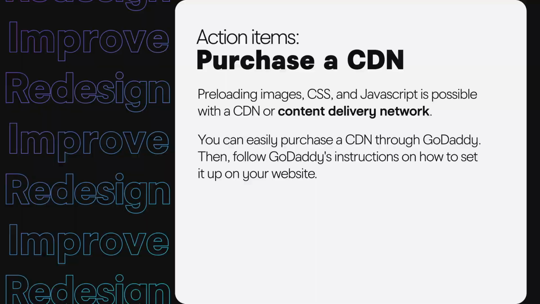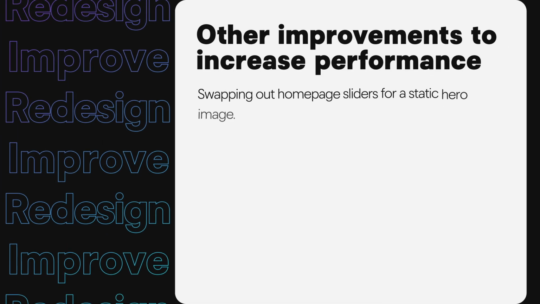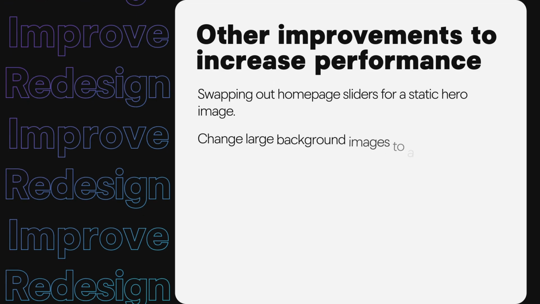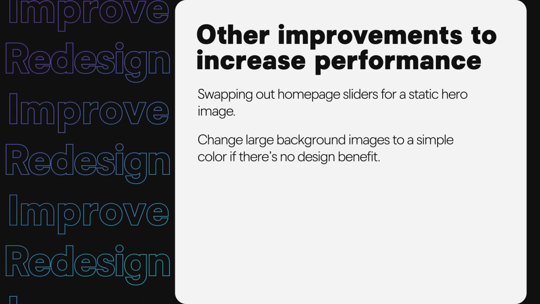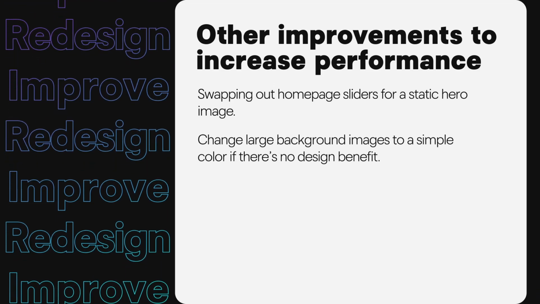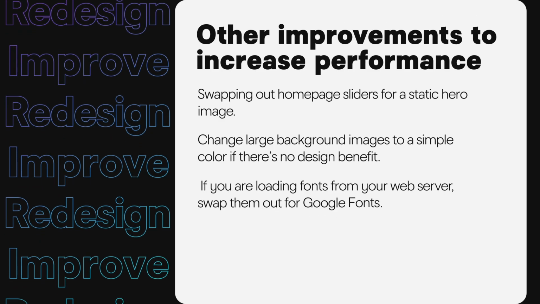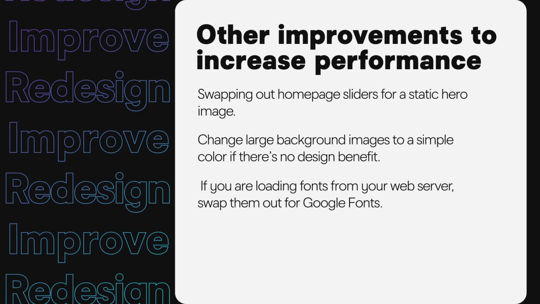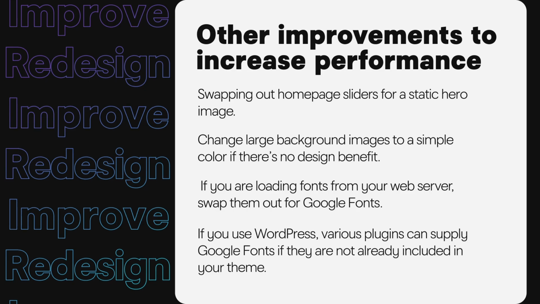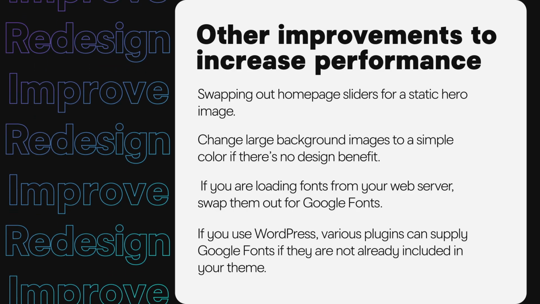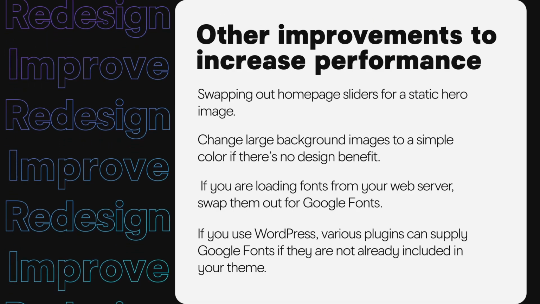website. Other improvement elements that can increase performance include swapping out homepage sliders for a static hero image. Change large background images to a simple color if there's no design benefit. Also, if you're loading fonts from your web server, swap them out for Google fonts. If you use WordPress, various plugins can supply Google fonts if they are not already included in your theme. After these improvements, run your website through the Google Page Speeds tool again and note the results. Continue with suggestions until you get closer to those benchmarks suggested in the download.